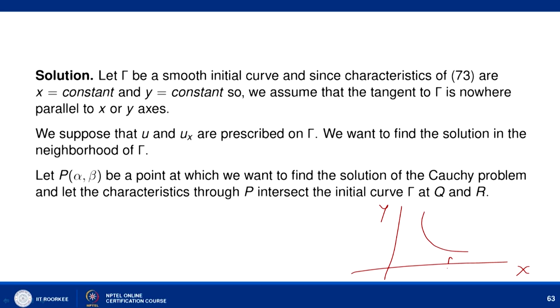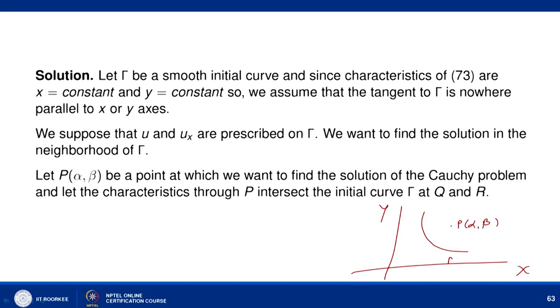So now we want to find out the solution. We suppose that u, ux and uy, in fact u and the normals of u, are prescribed on gamma, and we want to find the solution in the neighborhood of this gamma. So let us say that we have a point P whose coordinates are alpha, beta, and here we want to find out the solution of the non-homogeneous problem. So this initial problem is known as the Cauchy problem. So here we want to find out the solution of this initial value problem.